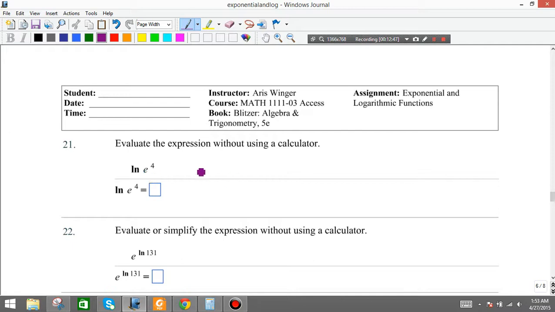For the same reason, natural log is log base e of e to the 4th. And again, these things just cancel out, and the answer is 4. For the same reason here, they cancel out.